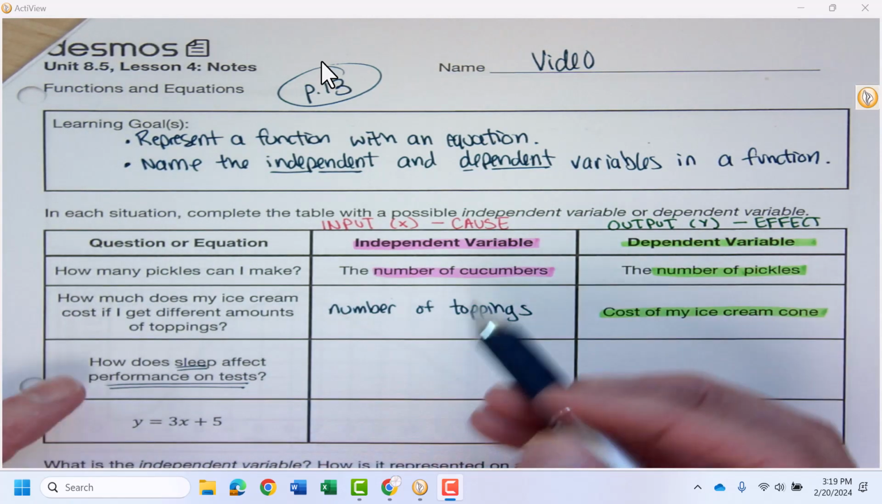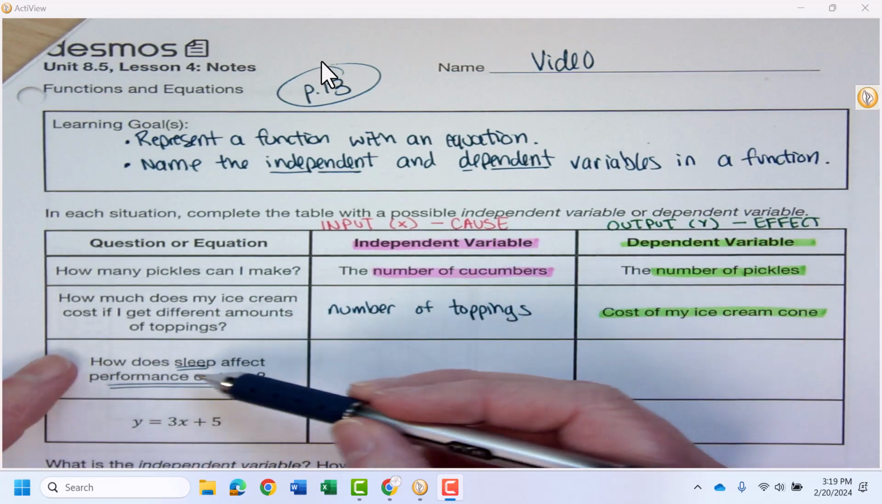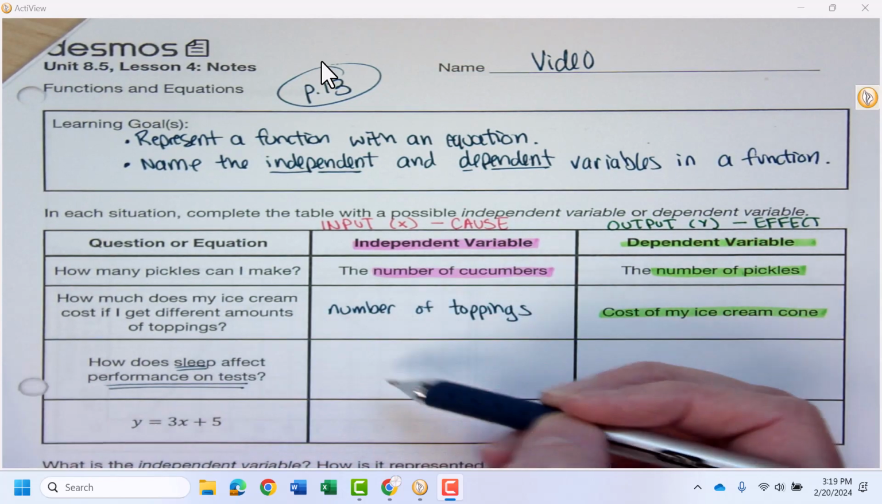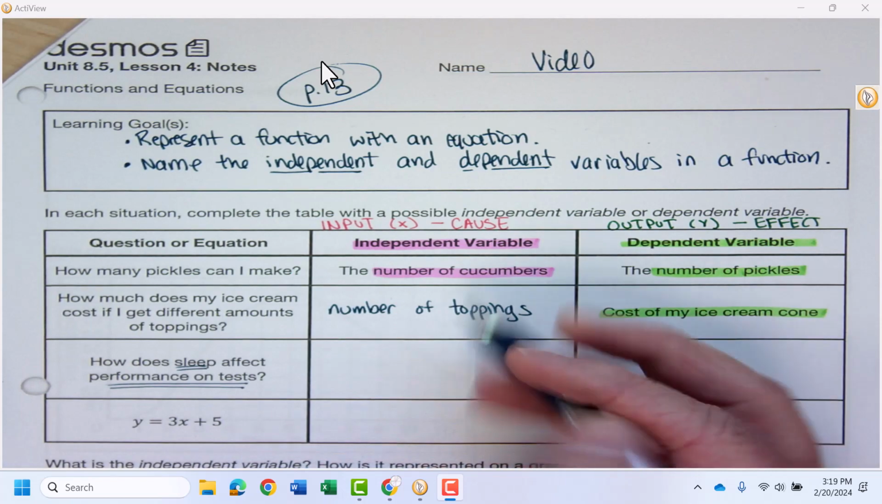So let's think about the cause and effect. Which one comes first? Well, I get a good night's sleep. So let's make the independent variable my hours of sleep.